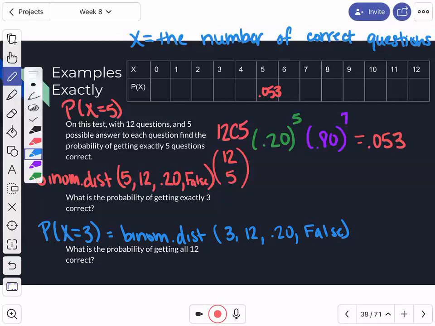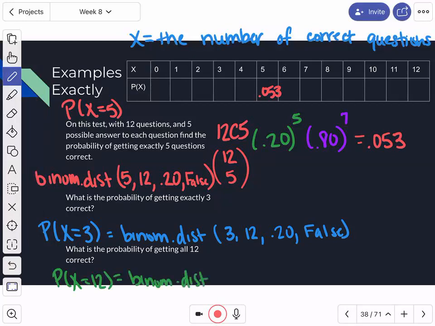What's the probability of getting all 12 correct? So it's probability X equals 12. Then we write this as binom.dist, 12, 12, 0.2, false. So all those are going to use the false when you do exactly something, all right? All those use the false. That's what the false tells me. The false says I'm going to calculate at that particular value.